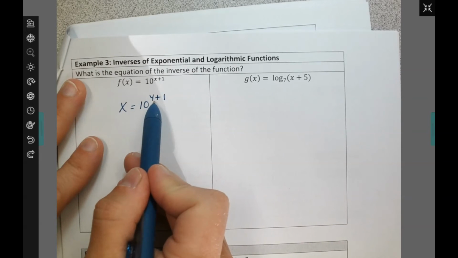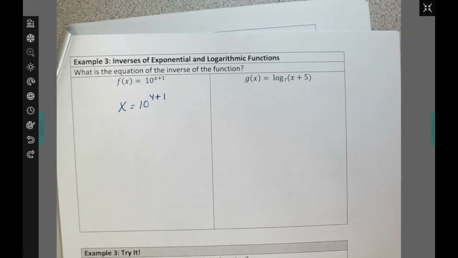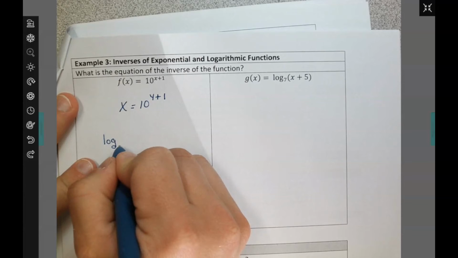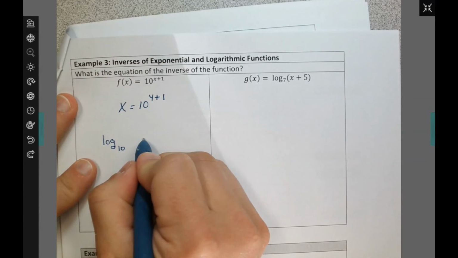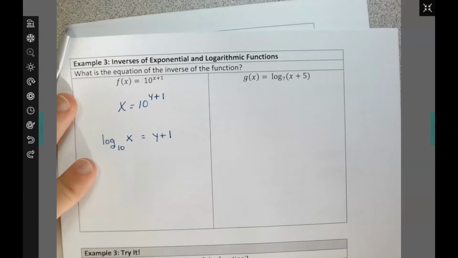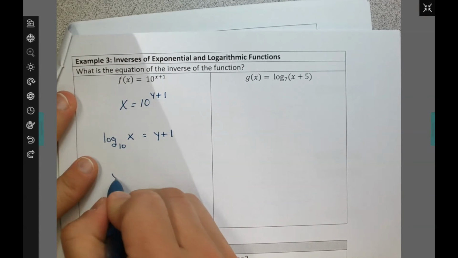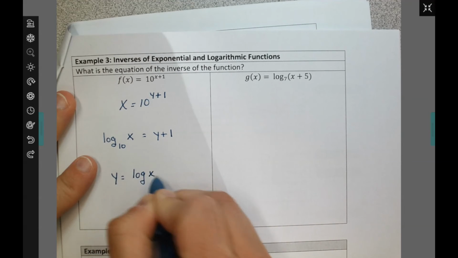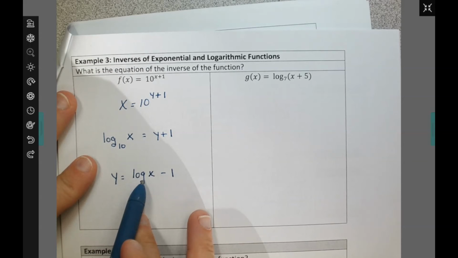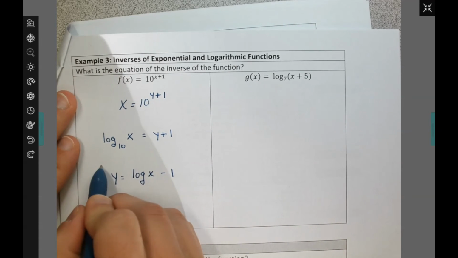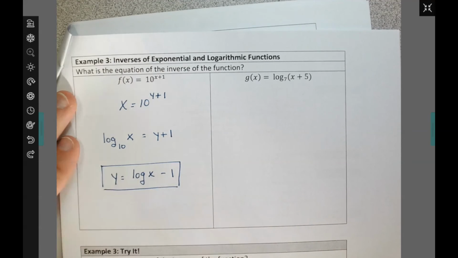So to make this y equals, I'm going to have to switch from an exponential to log form. So remember, switching to log form, our bases are always the same, so I got log base 10. The log always equals the exponent, so y plus 1 goes to the right, and we have x right here. So to get y by itself, I have to subtract 1 from each side. In doing that, I'm going to be left with log x minus 1. Notice I didn't put a base there, and that's because when the base is 10, we don't need to include it. So y equals log x minus 1 is good to go.